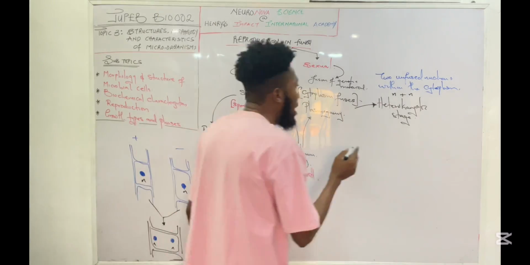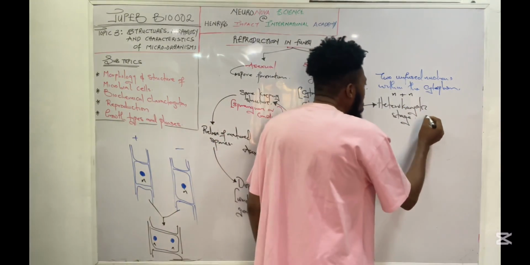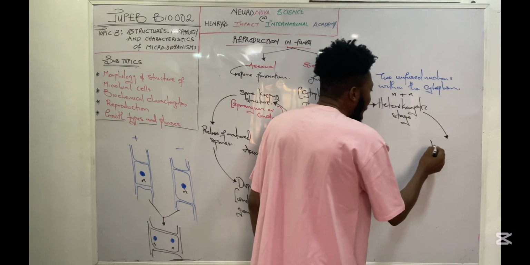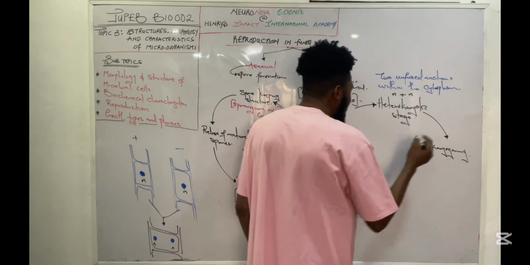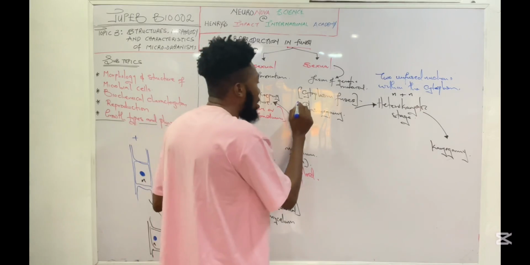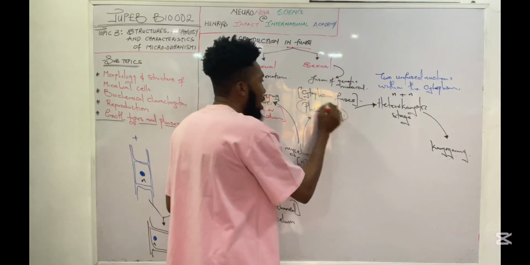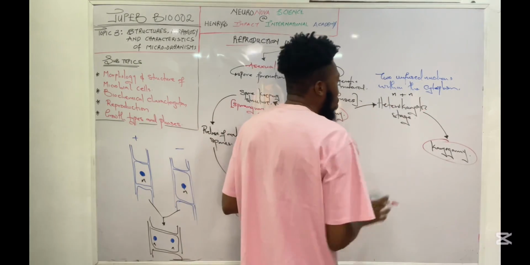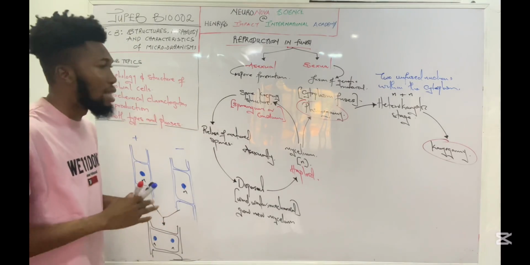So what will happen is that this guy will move from the heterokaryotic stage into what we call karyogamy. So the two major steps in sexual reproduction in fungi are a stage you call plasmogamy, and then a stage you call karyogamy. Plasmogamy leads to the heterokaryotic stage, karyogamy leads to the homokaryotic stage, where the two genetic numbers will now fuse.